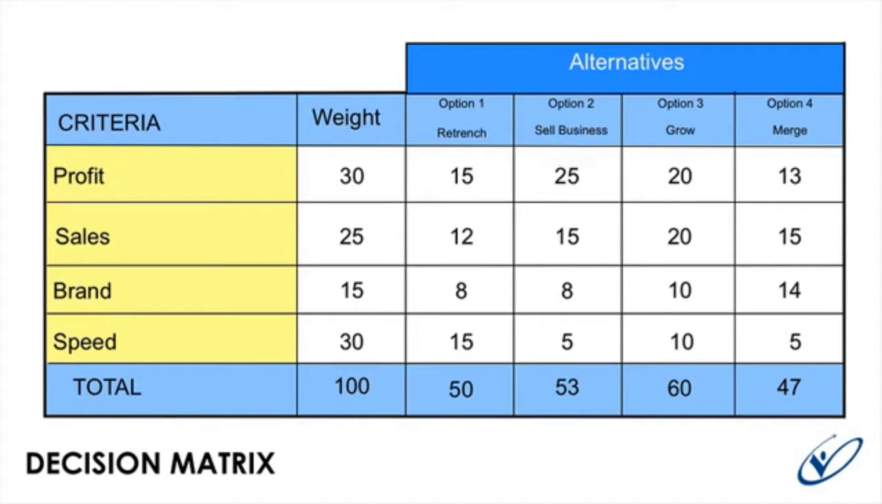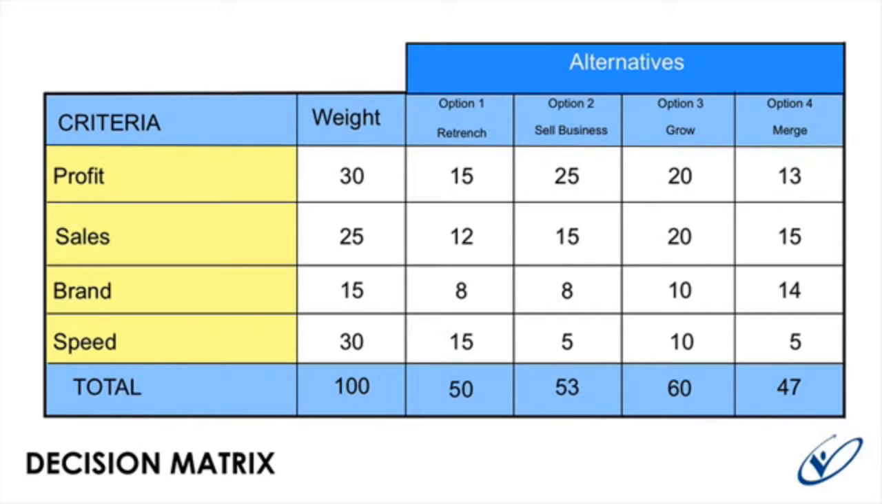We then come up with a weighting. So the simplest way to do that weighting is to say, all the weights need to add up to 100. Okay, so we're basically weighting everything out of 100. Now, there's 4 criteria in this case. If they were equally weighted, they'd all be a score of 25. But we've said profit rates higher, and so does speed, and brand rates lower. Okay, so we put different weightings on them.